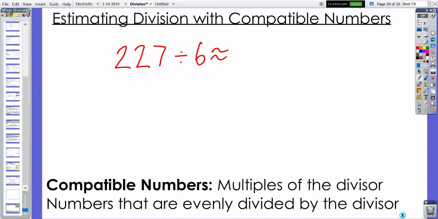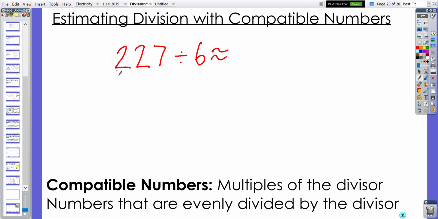Hello out there. Today we're going to be talking about doing some estimation with division using compatible numbers. So unlike estimating when you are adding, subtracting, or multiplying, we are actually not going to be rounding, generally, in the same way at all.